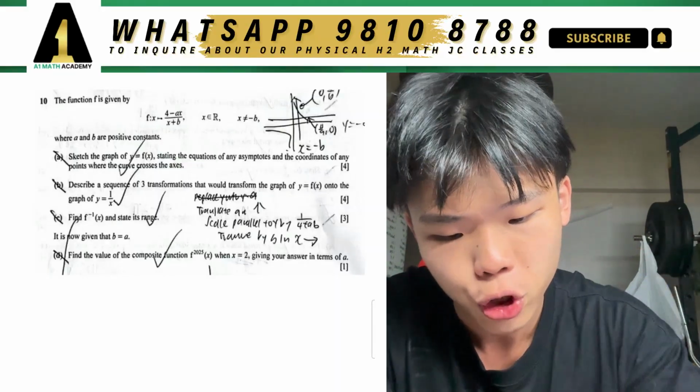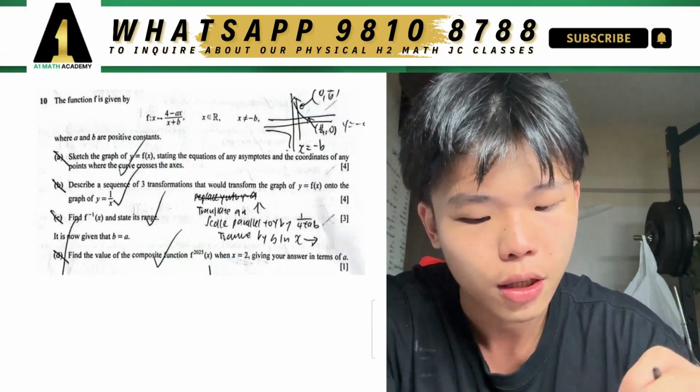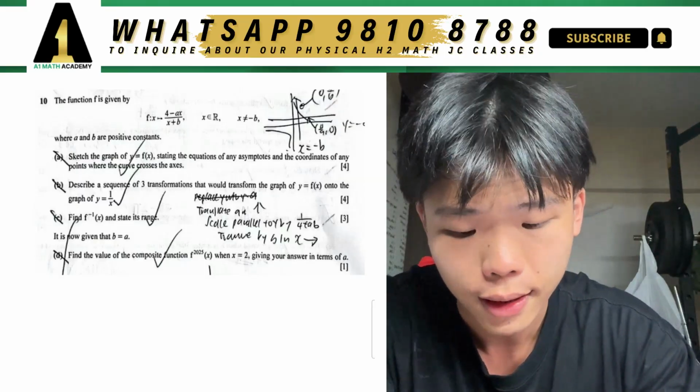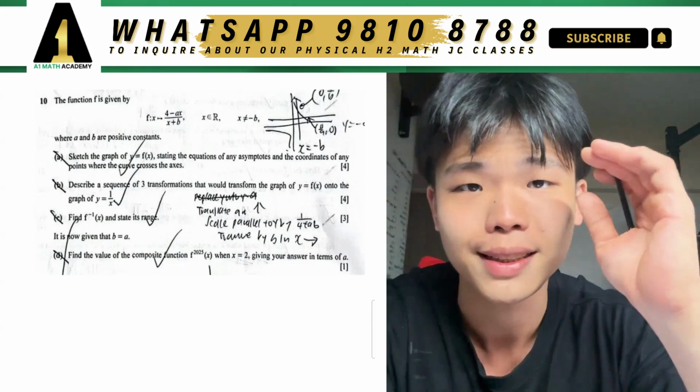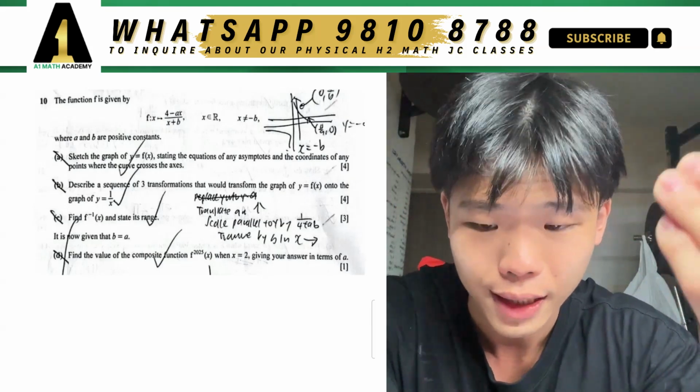Now, let's just jump right into this question over here. So given a function, they want us to sketch the graphs, right? And it's also stated that we should include equations of any asymptotes and so on and so forth. So what is the mental model to actually figure out what the asymptotes are?